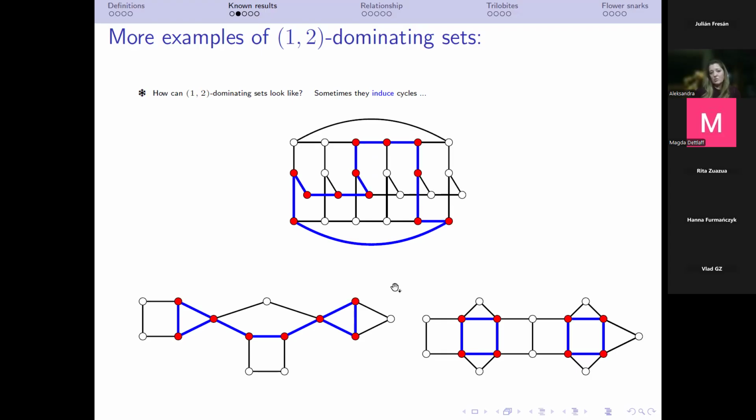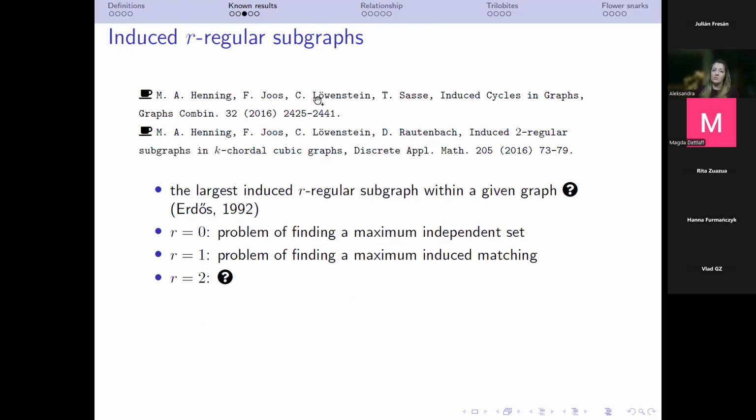So we were searching through the literature, and then we found these 2 papers. In these 2 papers, we found out that the problem of finding the largest induced r-regular subgraph within a given graph is a problem that dates back to Erdős. And now you can see that if instead of r, we put in 0 or 1, then this is exactly the problem of finding a maximum independent set, or the problem of finding a maximum induced matching, respectively. But nothing was known up to this point for r equal to 2 or bigger.